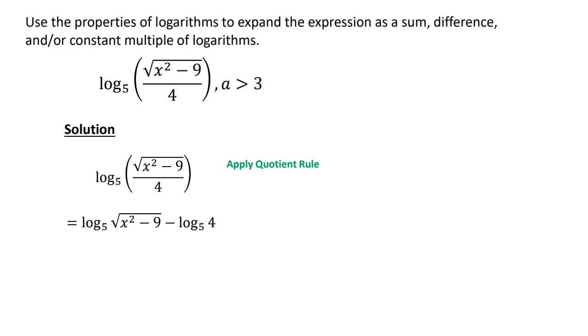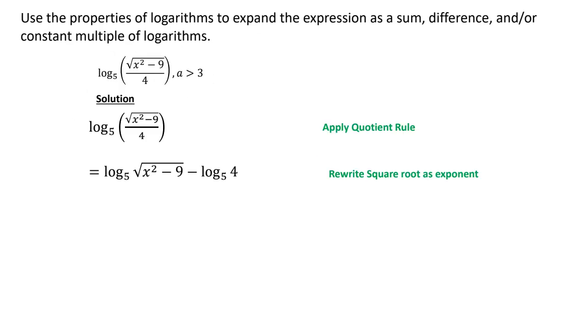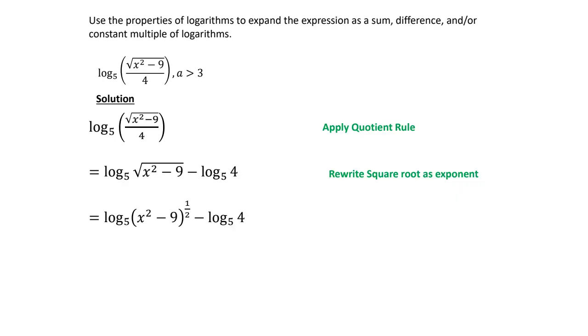Here, applying the quotient rule, I'm going to get the log of base 5 of the square root of x squared minus 9, minus the log of base 5 of 4. Now, can I convert these into powers? The answer is yes. The first one, the square root, can be represented as an exponent, that is 1/2. Since I have an exponent, I can use what's called my power rule. My power rule says that when I have an exponent on a value in my log, this exponent is going to be multiplied to the log.